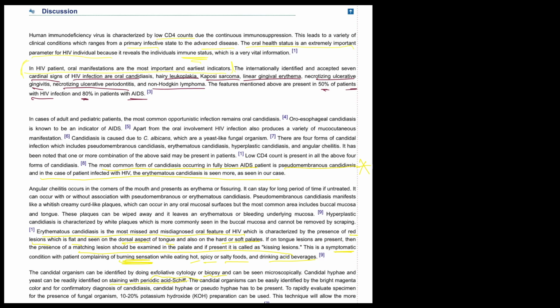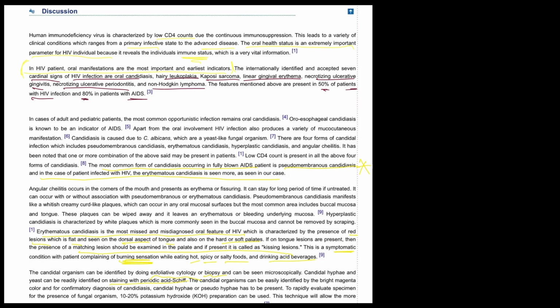Then they talked about what erythematous candidiosis is, and it is the most missed and misdiagnosed oral feature of HIV. It is a red lesion which is flat and on the dorsal aspect of the tongue, as we said, also in the hard or soft palate. If the lesion on the tongue is also on the opposing part of the palate, it is called a kissing lesion.